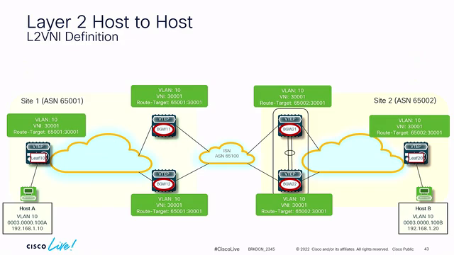Again, layer 2 VNI definition. And one important point I want to raise here: do you see any layer 3 VRF definition here? You don't, right? When we talk about pure layer 2, you don't even need to define a VRF. You can just define VLAN and L2 VNI, and map the VLAN to the L2 VNI.